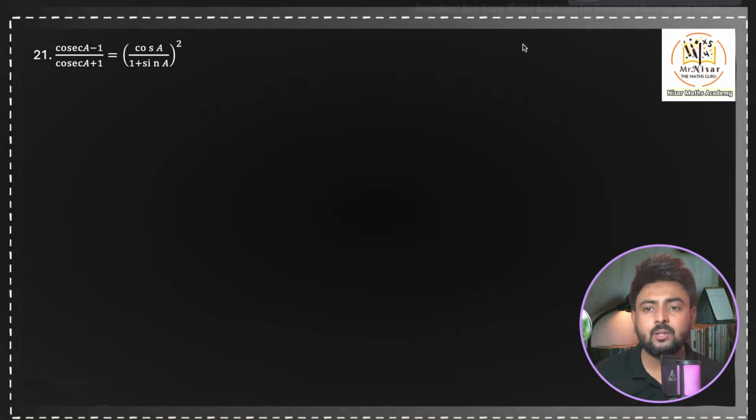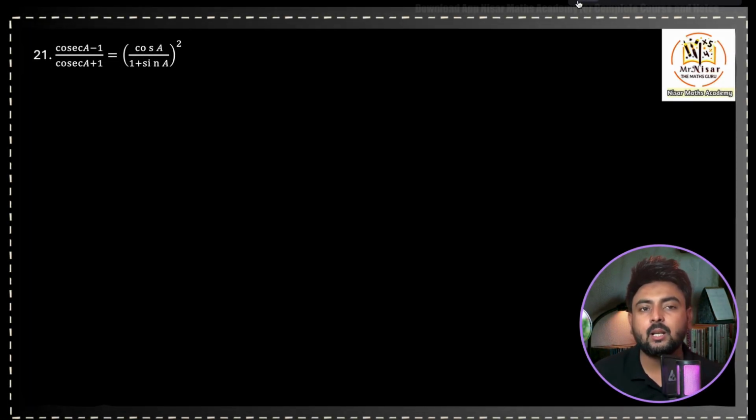So the next question we have: (cosec A minus cot A) upon (cosec A plus cot A). You have to prove it equals (cos A upon 1 plus sin A) whole square. Okay, fine children, let's try to solve this question. I want you all to concentrate on the board carefully.